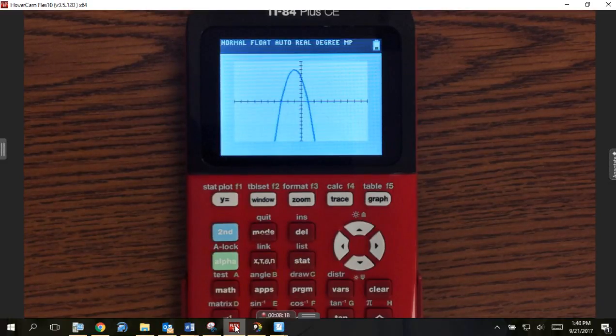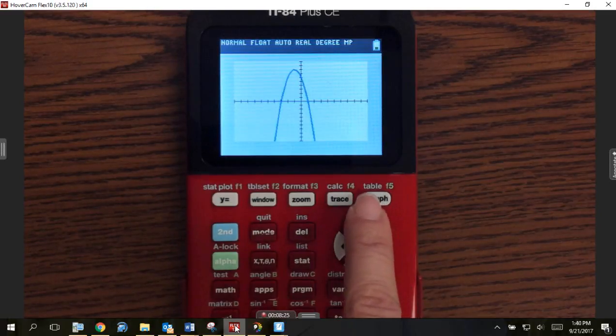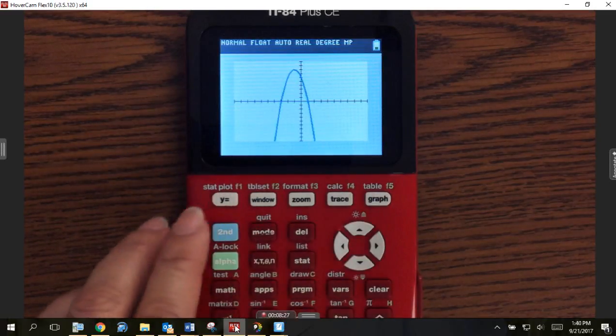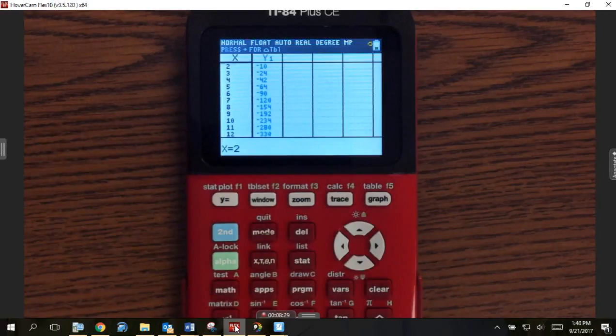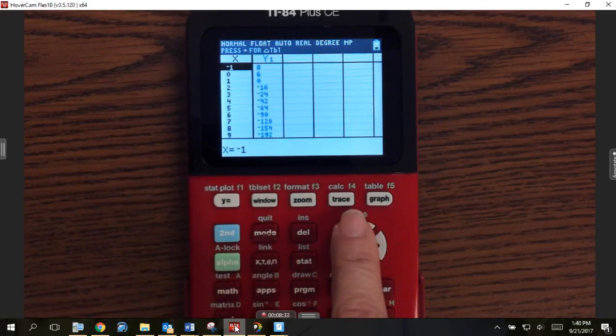Okay. How do you get to the table? Do we know how to get to the table yet? The table is right above the word graph. So you hit second table. I feel like we've done the table before in here, haven't we? Second table. And then you can go through and check some of your ordered pairs.